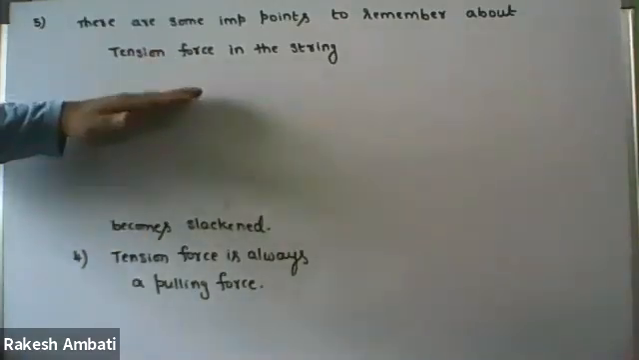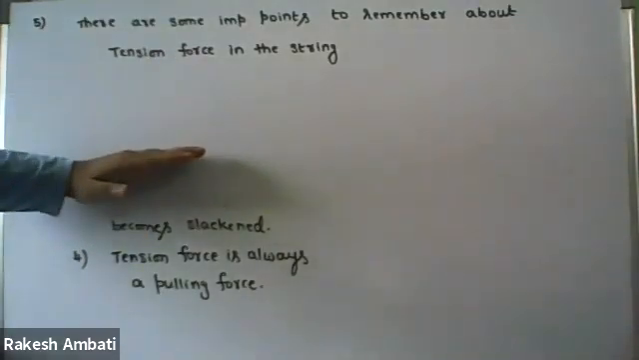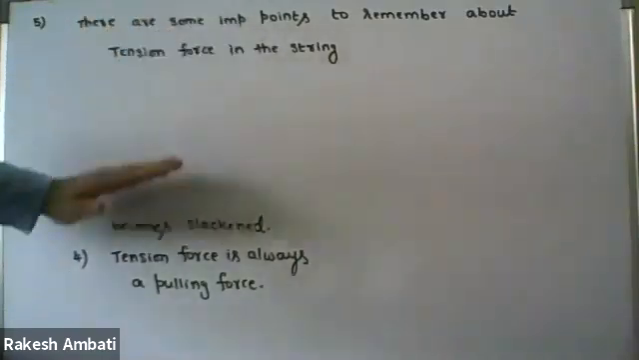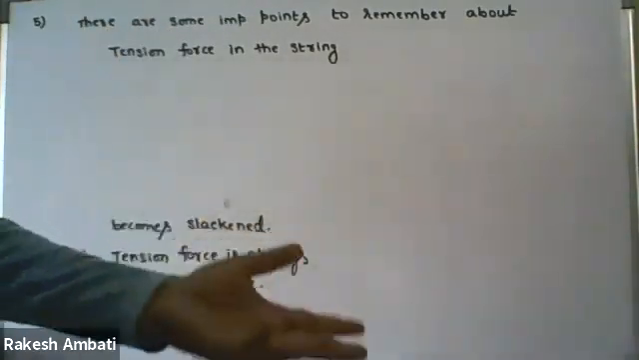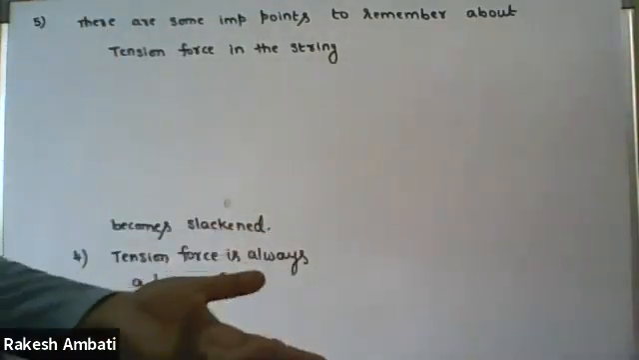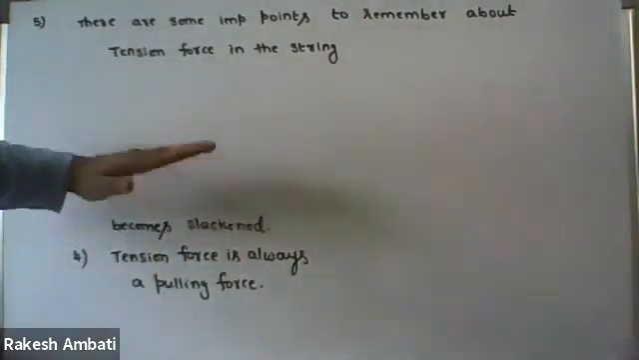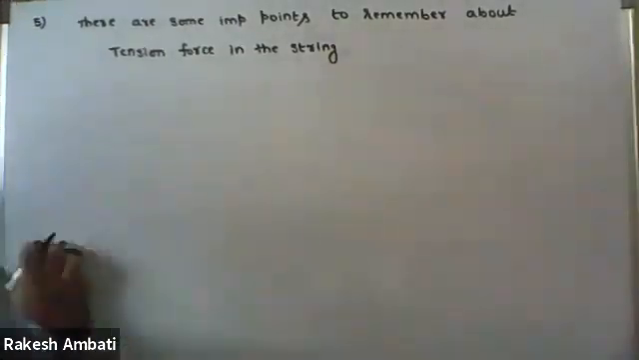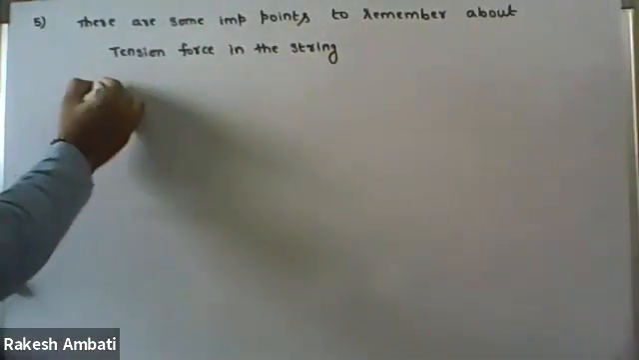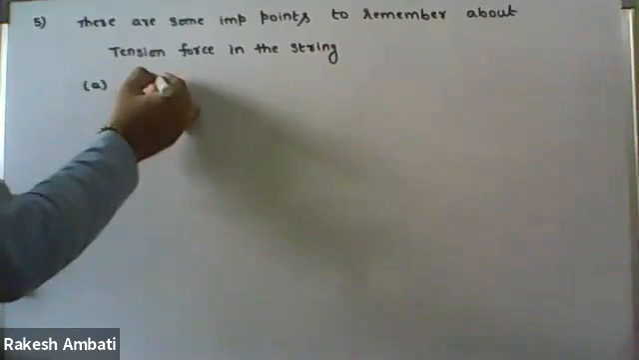Now these points are very important for numericals. For solving numericals, these points are very important. The previous points are simply theoretical, basic points, but to solve numericals, these are the important points. Write down the first one, point number A: direction of tension force.